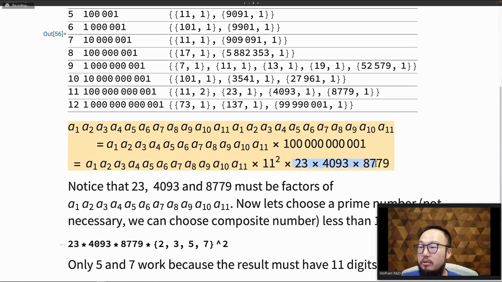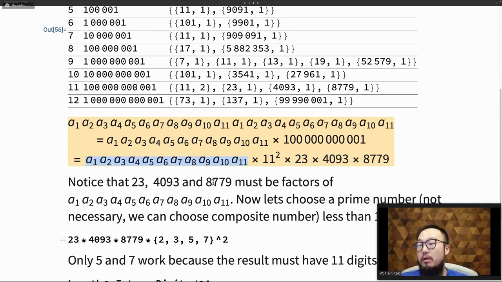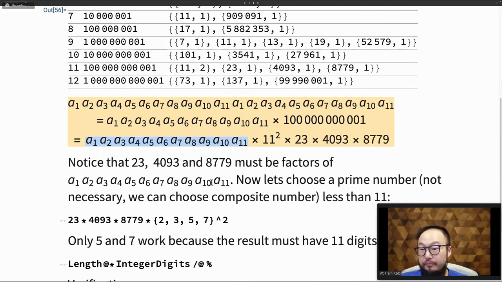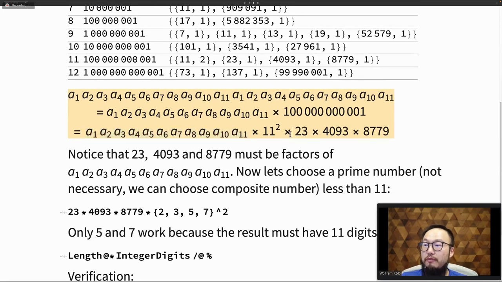And then you have these things, and when you multiply them together, the product will have fewer digits than this number. So it is possible for the product to be a factor of this number. Okay, so this is how we find it. And then you take that out, and you keep all the factors here.